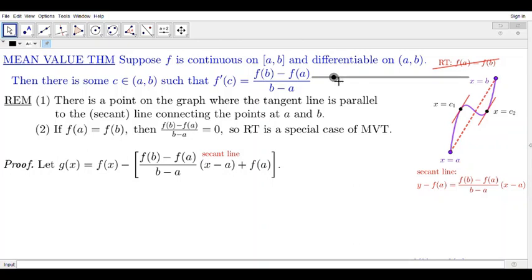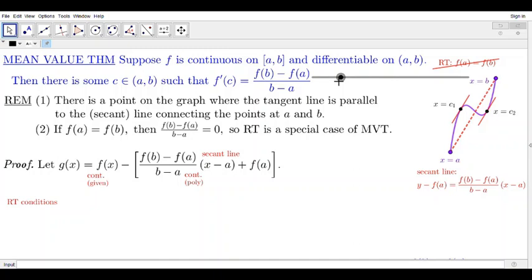Alright, so what we're going to do with the function g is verify it satisfies the conditions of Rolle's theorem and essentially apply Rolle's theorem to the function g. So, is the function g continuous? Well, it's the difference of two continuous functions. f is continuous as given, and the thing inside the brackets is a linear function, a polynomial, therefore it's continuous.